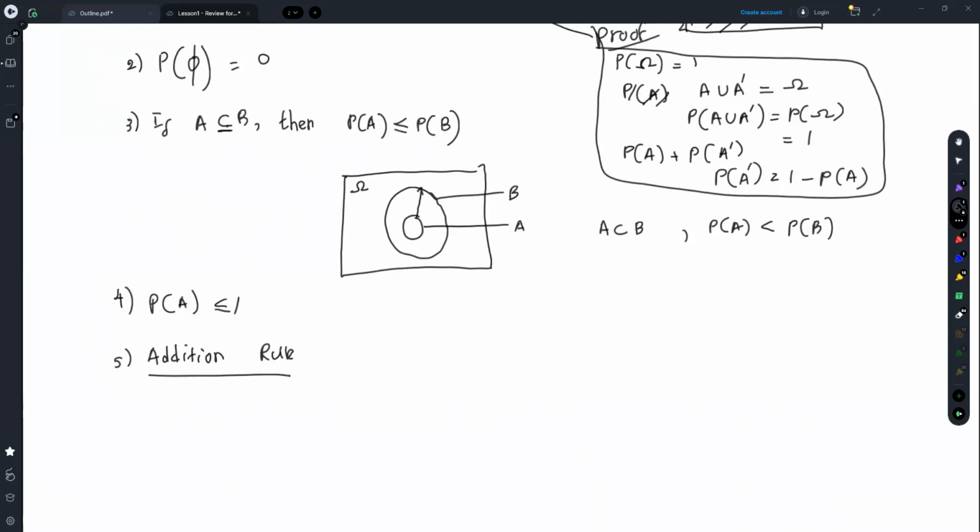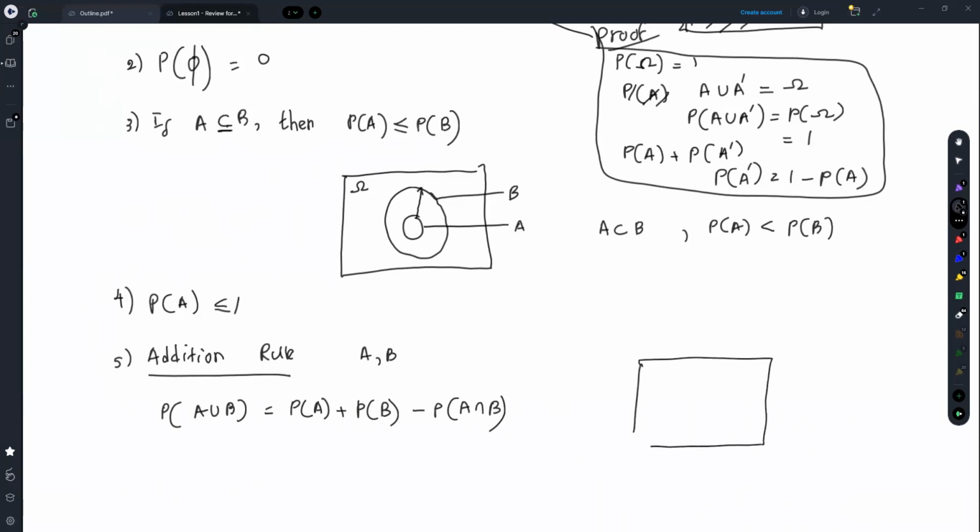For two events, let's say A and B, what is the addition rule? The probability of A union B is the probability of A plus the probability of B minus their overlap, which is the intersection. So that is when you have the two circles overlapping like this. Here's A, here's B, and the overlapping area we call the intersection, right?